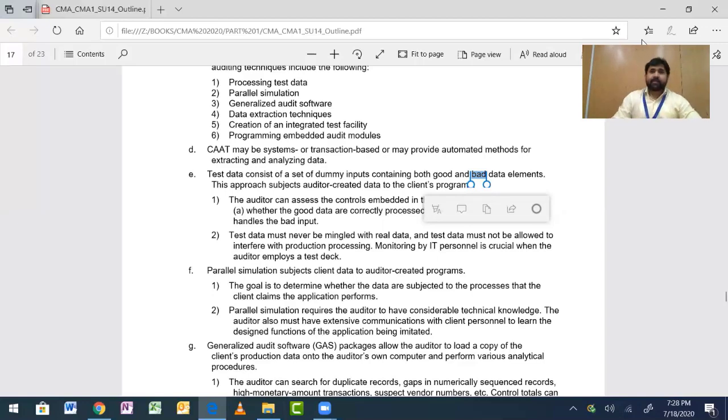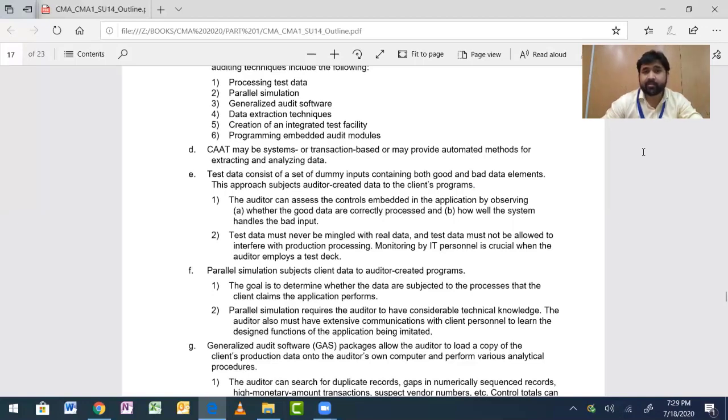Now the auditor can assess the controls embedded in the application by observing whether the good data are correctly processed and how well the system handles the bad input. This is what we were discussing, right? Good data is correctly processed or not, and if we are putting some wrong things, is it being highlighted separately that there is something like this, the instruction is not correct. Test data must never be mingled with real data, or otherwise it will be a problem.